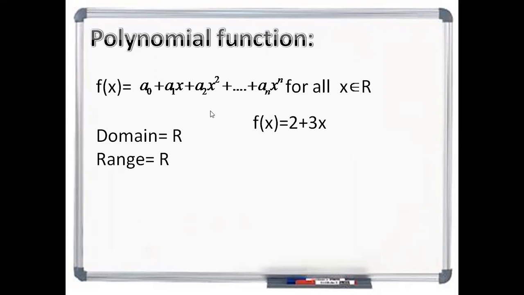So we take one example. f(x) equals 2 plus 3x. In this one, the maximum power of x is 1. That's why this is a linear polynomial. Once we draw a linear polynomial, it is always a straight line.